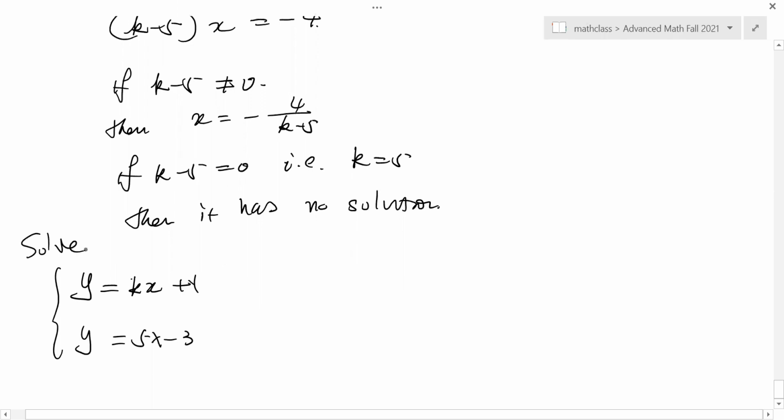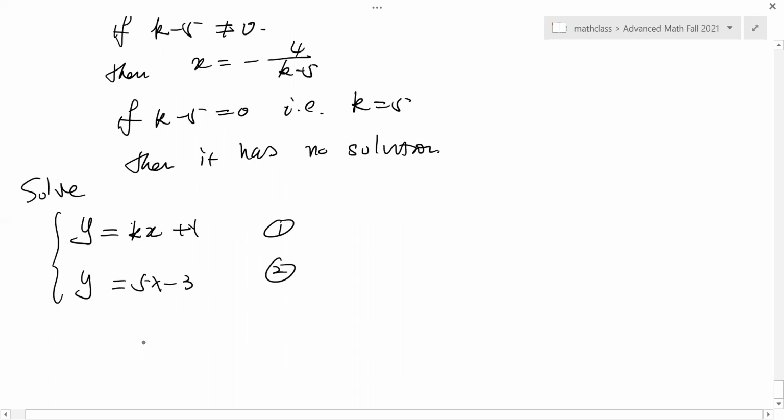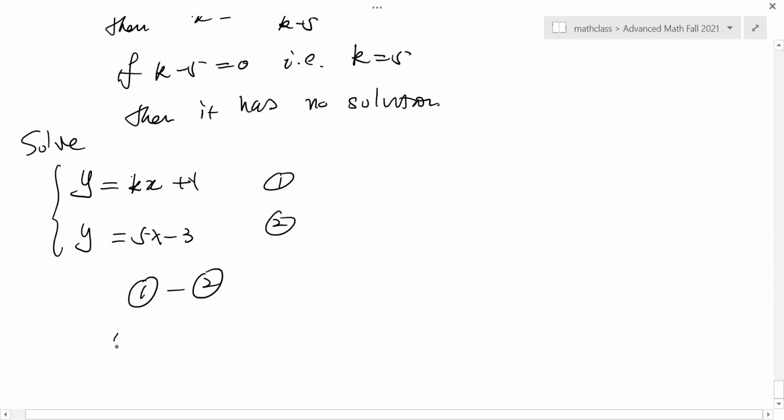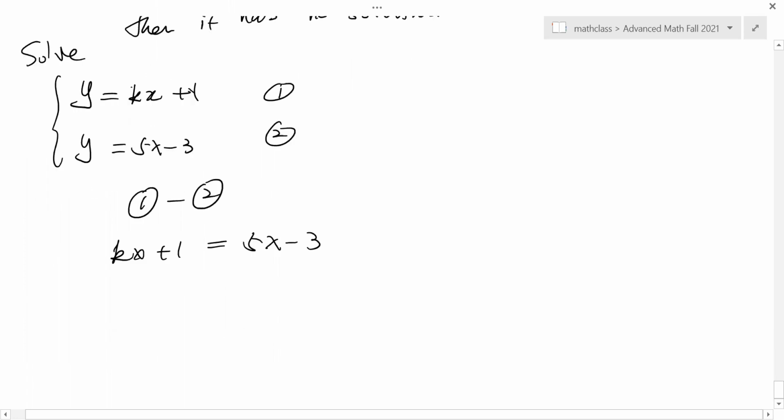It's slightly different from the above problem, but first of all, you end up with the same equation. Equation 1, equation 2. For example, equation 1 minus equation 2, what do you get? It's the same y here. That's why kx plus 1 should be equal to 5x minus 3. Then if it has a solution, you can get the y value. Now, if k is not equal to 5, we get x equals negative 4 over k minus 5, so you get a solution, and in this case you can also get the y value.